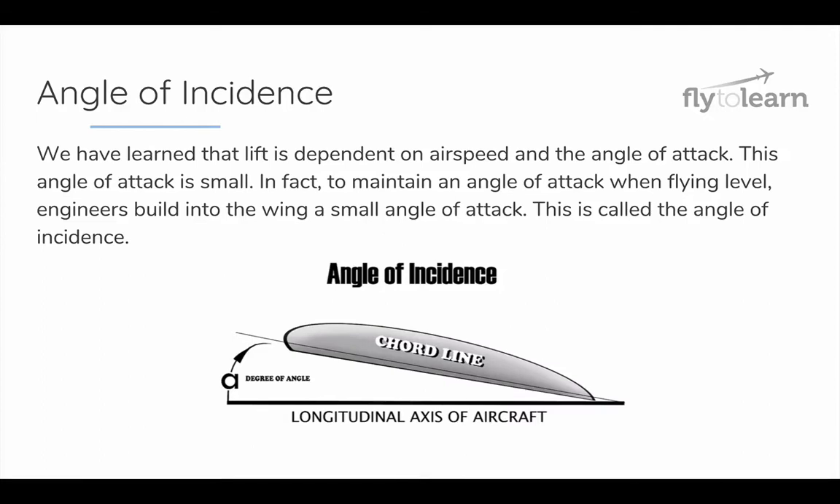We have learned that lift is dependent on airspeed and angle of attack. It only takes a small angle of attack to create lift. To maintain an angle of attack when flying level, engineers build a very small angle of attack into the wing itself. This is called angle of incidence. It's created by the way that the wing is shaped and attached to the rest of the aircraft.